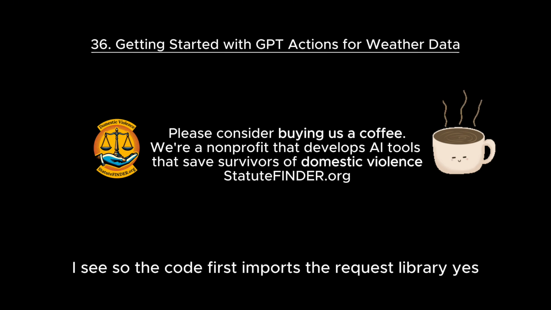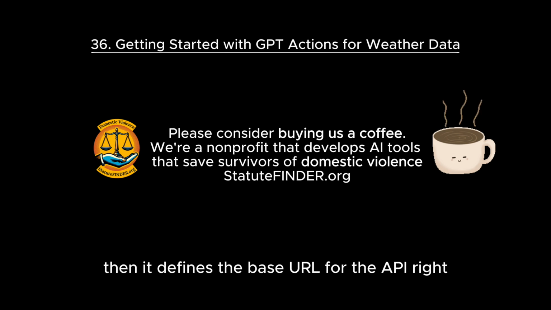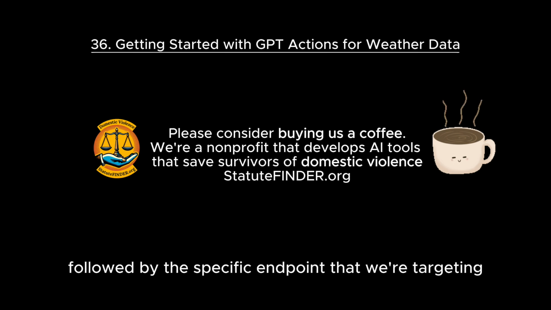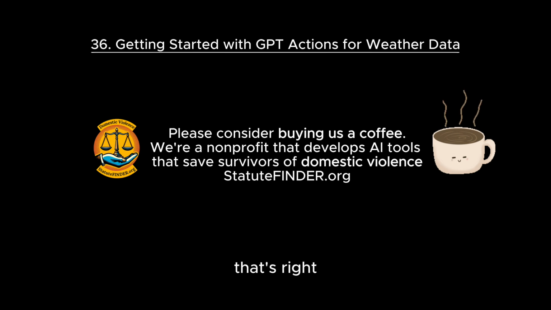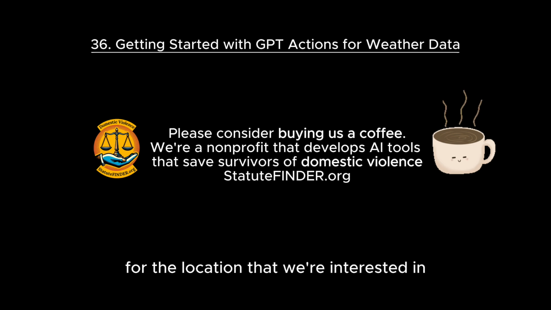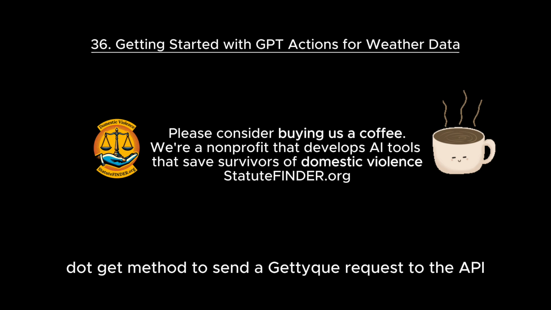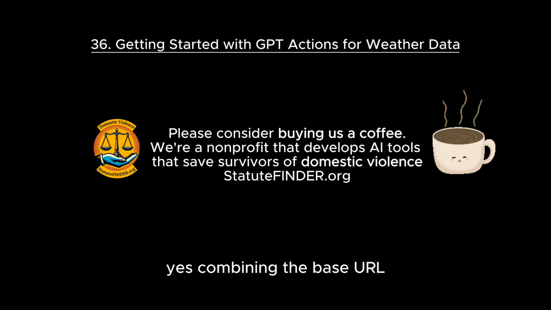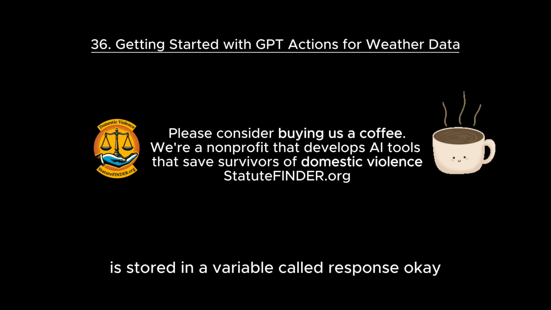I see. So the code first imports the requests library. Yes. Then it defines the base URL for the API, followed by the specific endpoint that we're targeting. That's right. And then it defines the latitude and longitude for the location that we're interested in. Okay, and then it uses the requests.get method to send a GET request to the API, combining the base URL, endpoint, and latitude-longitude parameters. You got it. And the response from the API is stored in a variable called response.